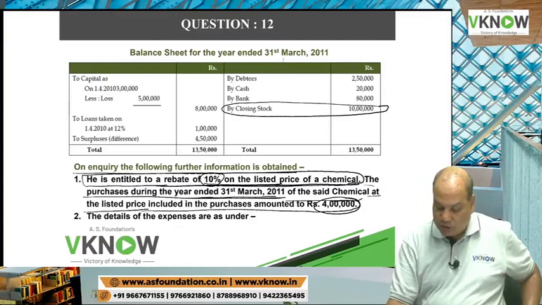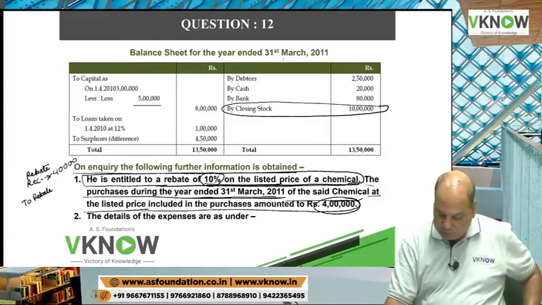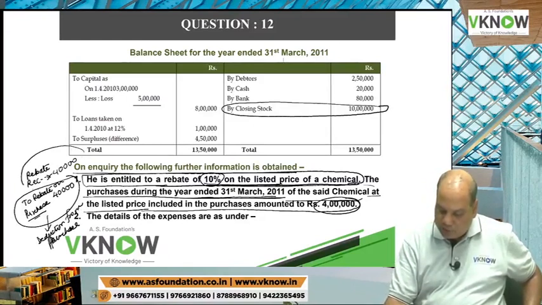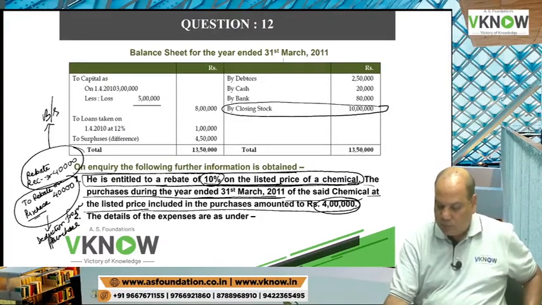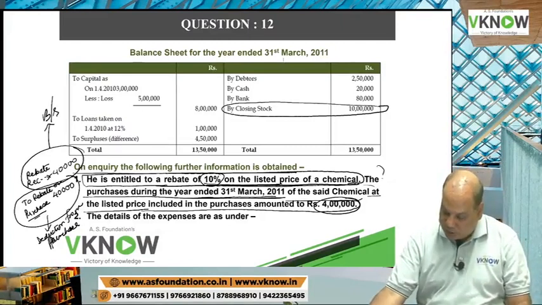So the entry for this transaction will be: rebate receivable account debit 40,000, 10% of 4 lakh, to rebate on purchase. This rebate on purchase, we will show it as a deduction from purchase, and rebate receivable will go to the balance sheet. Rebate receivable will be shown in the balance sheet. So this was an important adjustment.